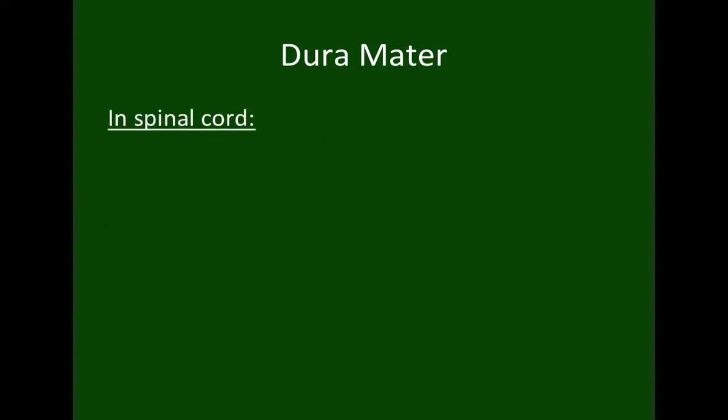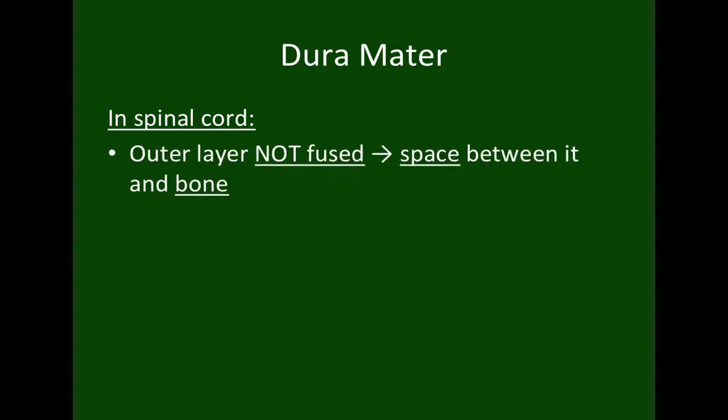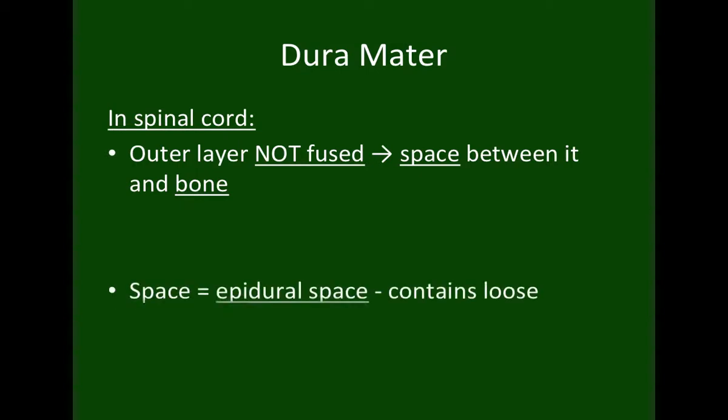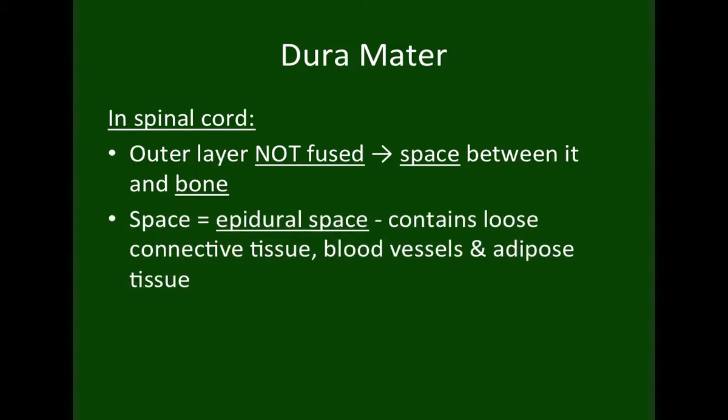Now in the spinal cord, it's different. As you move, your spinal cord has to be able to slide within that vertebral cavity inside of the bones. So the outer layer is not fused to the bone itself, because otherwise every time you twisted, moved, or did anything, you would tear that membrane, and that would be very painful. Instead, there is a space between the bone and the outer layer of the Dura Mater. If you remember from before, the prefix that means above is epi. This is what creates what we call the epidural space. It has loose connective tissue, blood vessels, and adipose tissue there.